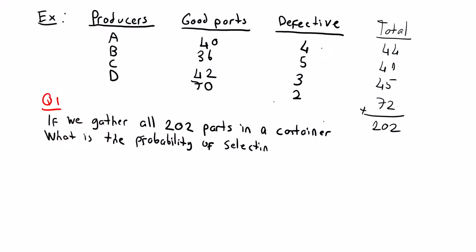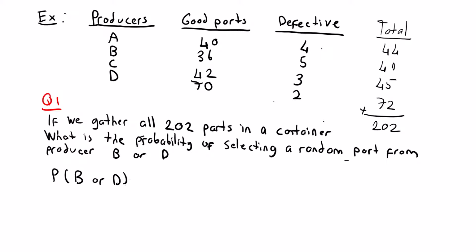So we say, what is the probability of selecting, let's say selecting a random part, from producer B or D. Okay, so what we're looking for is the probability of B or D. That means we're looking for the probability of PB plus PD, right?